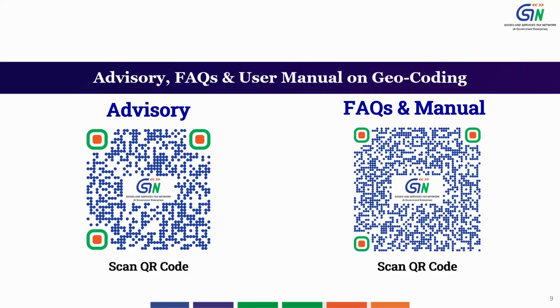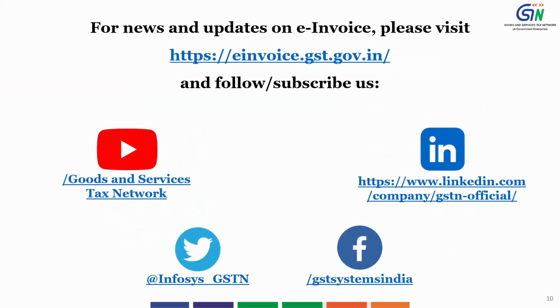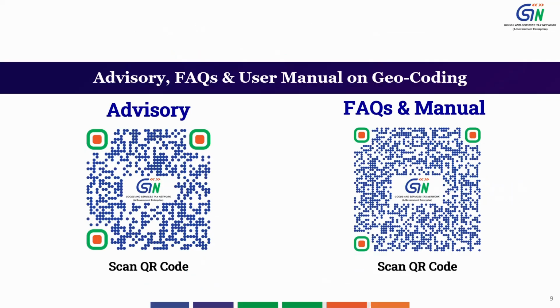Lastly, before I finish, I just wanted to reiterate that there are a lot of benefits of updating your geocoded address. It will help you have better services. If you have not updated your principal place of business geocoded address or additional places of business geocoded address, I will request you to do that. Since we have shown you the process for principal place of business, a similar process is also applicable for additional place of business. I hope most of you will make best use of this tool.